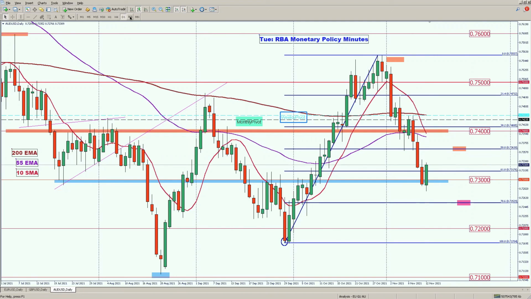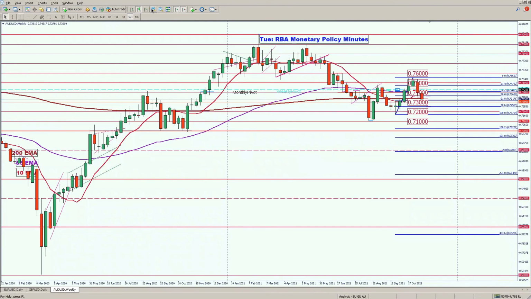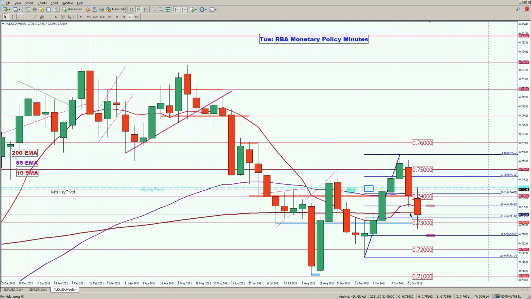Let's also take a look at the weekly time frame. And this time it's dipped slightly below the weekly 200 EMA compared to the other two pairs. But it's still looking bearish for the short term. So there could be one more dip, we'll see.